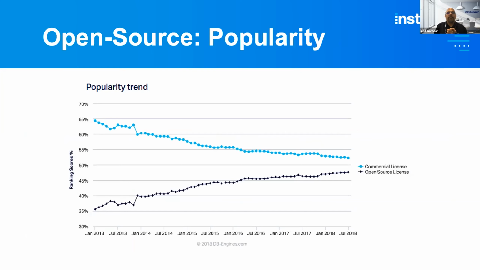I think the popularity of open source has been growing constantly while closed source is declining. This chart is only for database technologies, but similar trends have been observed in other domains too.